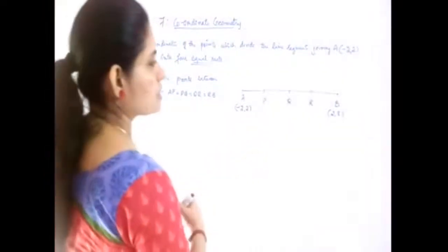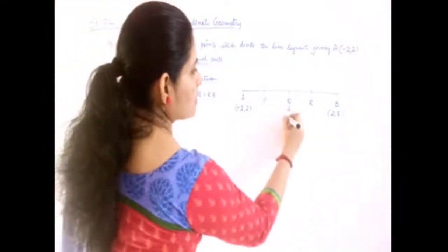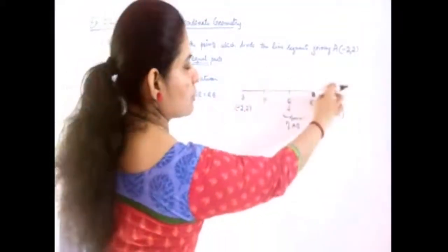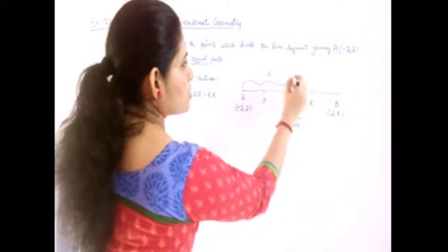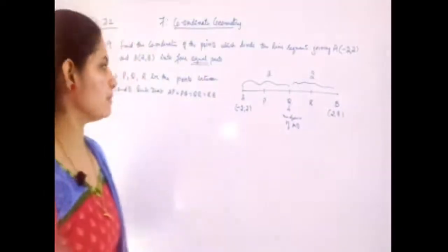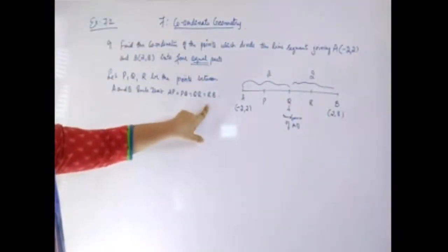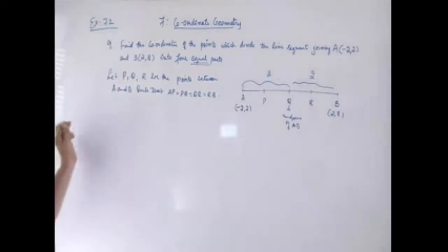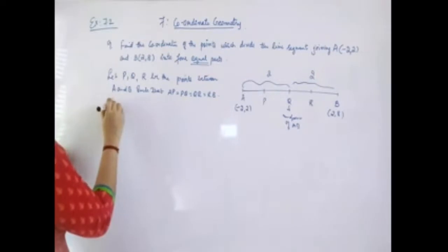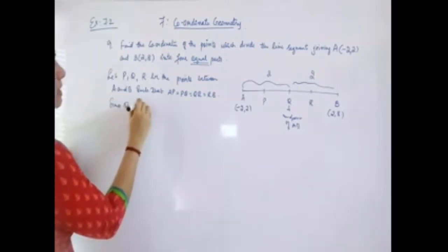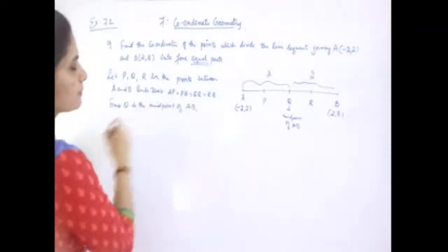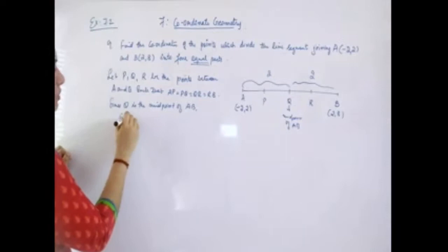Again, from the figure itself you can see that Q will be acting as the midpoint of AB. Why? Because here you can see, since it is divided into 4 equal parts, the ratio will be like 2:2. That means equal ratio. So Q is acting as the midpoint of AB, or else you can use this concept also. Okay. So Q is the midpoint of AB means we will use the midpoint formula to find out the coordinate of Q. Okay. Since Q is the midpoint of AB, what will be the coordinate of Q?